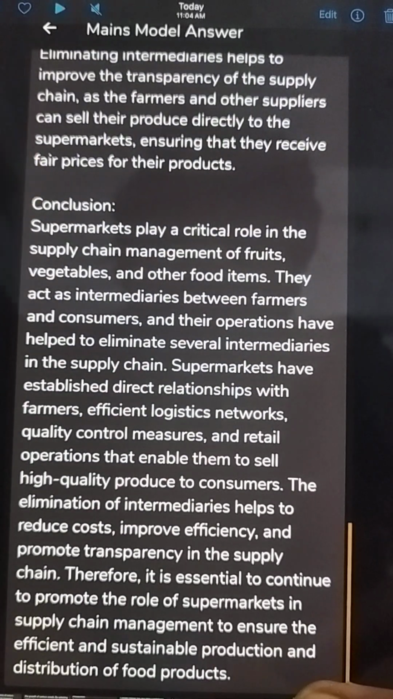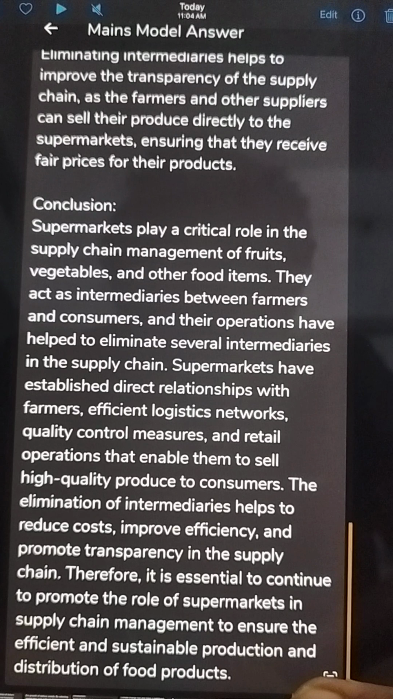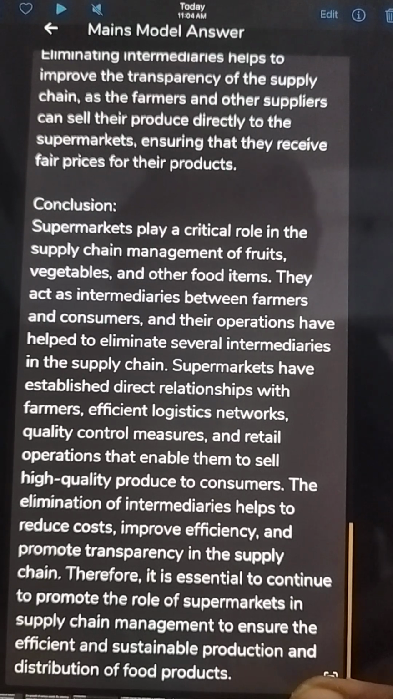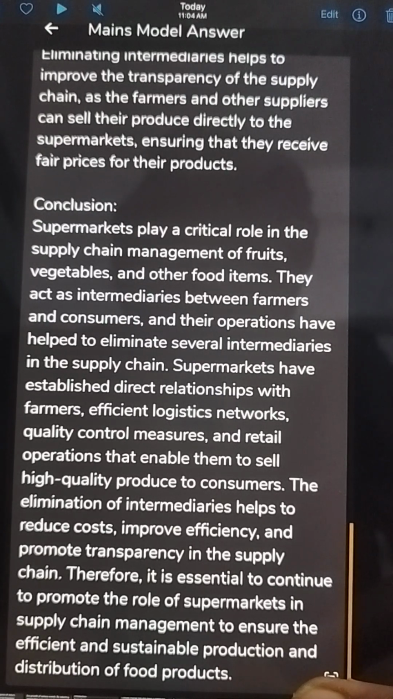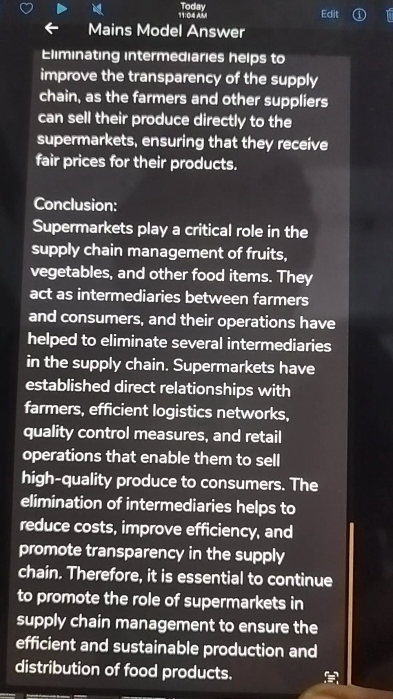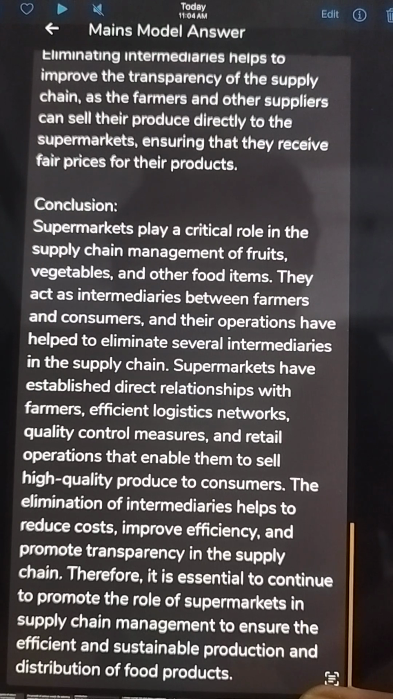Then comes the conclusion. Supermarkets play a critical role in the supply chain management of the fruits, vegetables, and other food items. They act as intermediaries between farmers and consumers, and their operations have helped to eliminate several intermediaries in the supply chain. Supermarkets have established direct relationships with the farmers, efficient logistics networks, quality control measures, and retail operations that enable them to sell high quality produce to consumers.